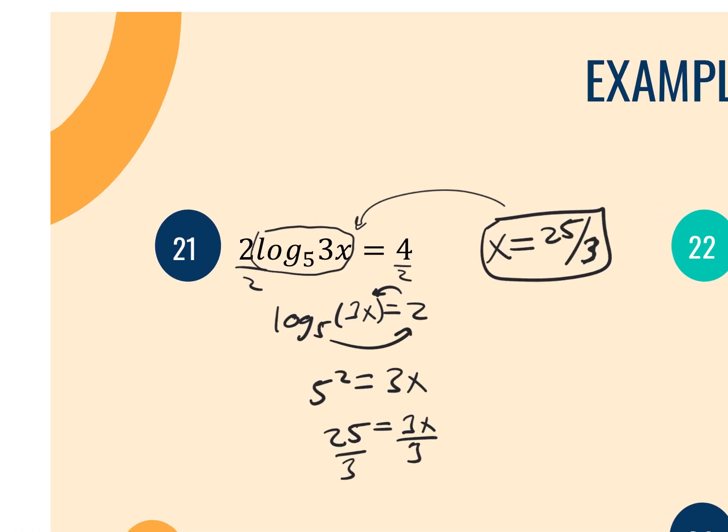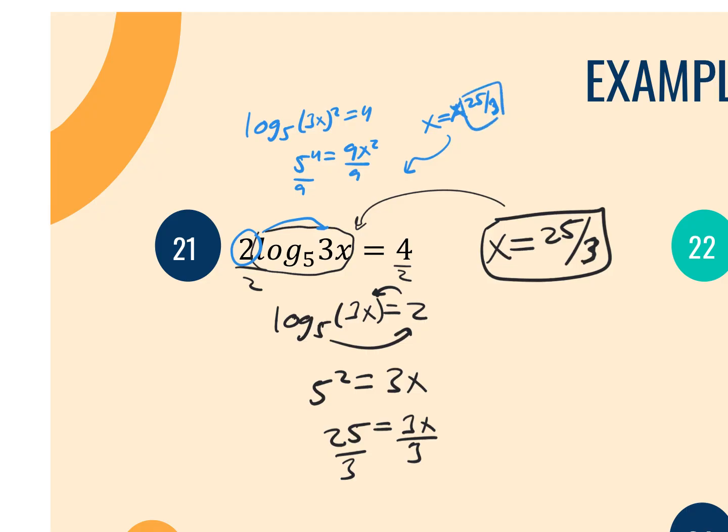When you plug it into your original equation, you do get a valid solution. Another thing I want to note for this problem is that you could have used a property of logs to bring that 2 in the exponent, and you would have gotten log base 5 of 3x squared equals 4, and then you would have gotten 5 to the 4th equals 9x squared. You would have divided both sides by 9, and then you would have had to square root both sides, and then you would get x equals plus minus 25 over 3. And then that's a case where you would have to check, and if you plug in negative 25 over 3 into that answer, it would not work. So you wouldn't have the plus minus, it would still just be 25 over 3.